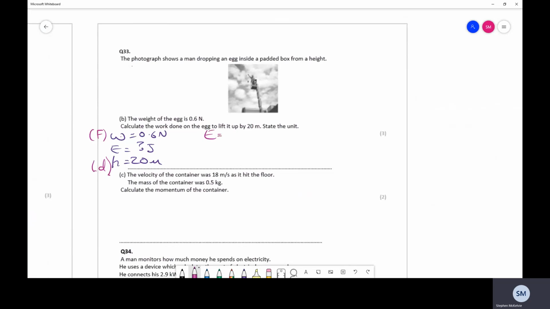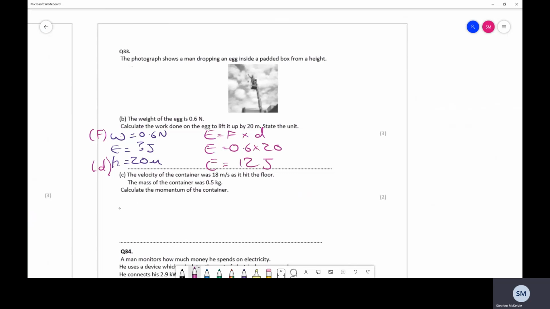There is an equation, E is equal to F times D. So all I have to do is 0.6 times 20. 0.6 times 20 is equal to 12. Energy is equal to 12 joules.